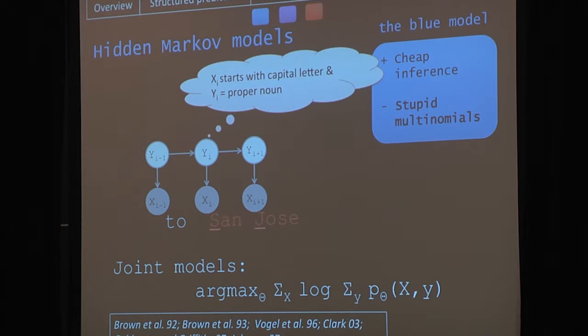They are stupid because they don't share statistical strength among related observations. For example, in POS tagging, we'd like the model to learn that words which start with a capital letter are more likely to be labeled as proper nouns. This is not possible in standard HMMs.